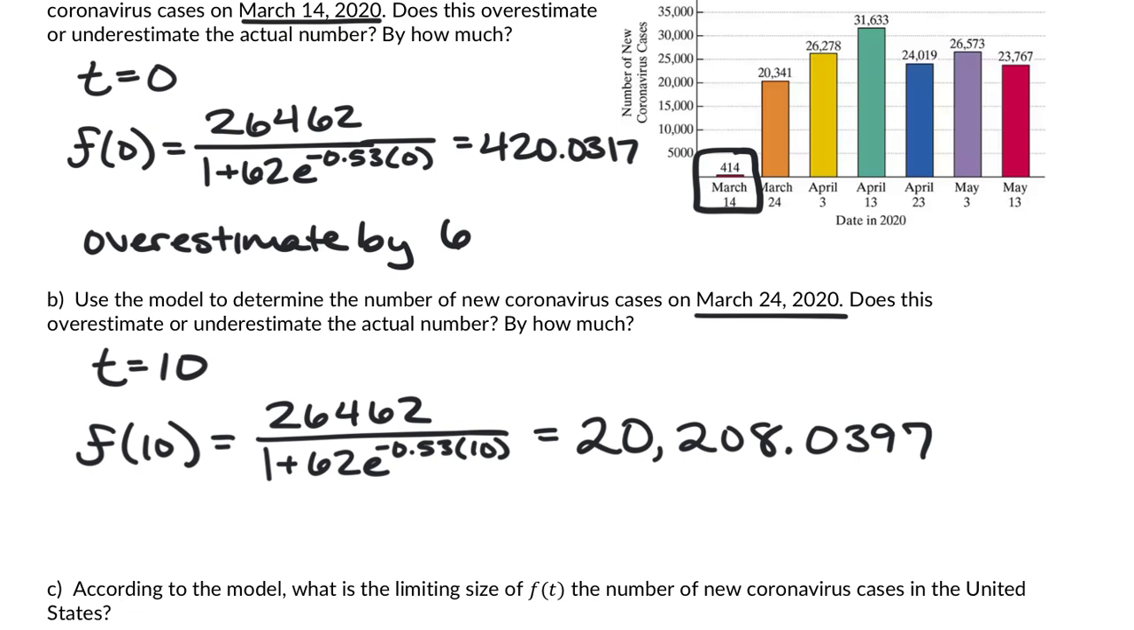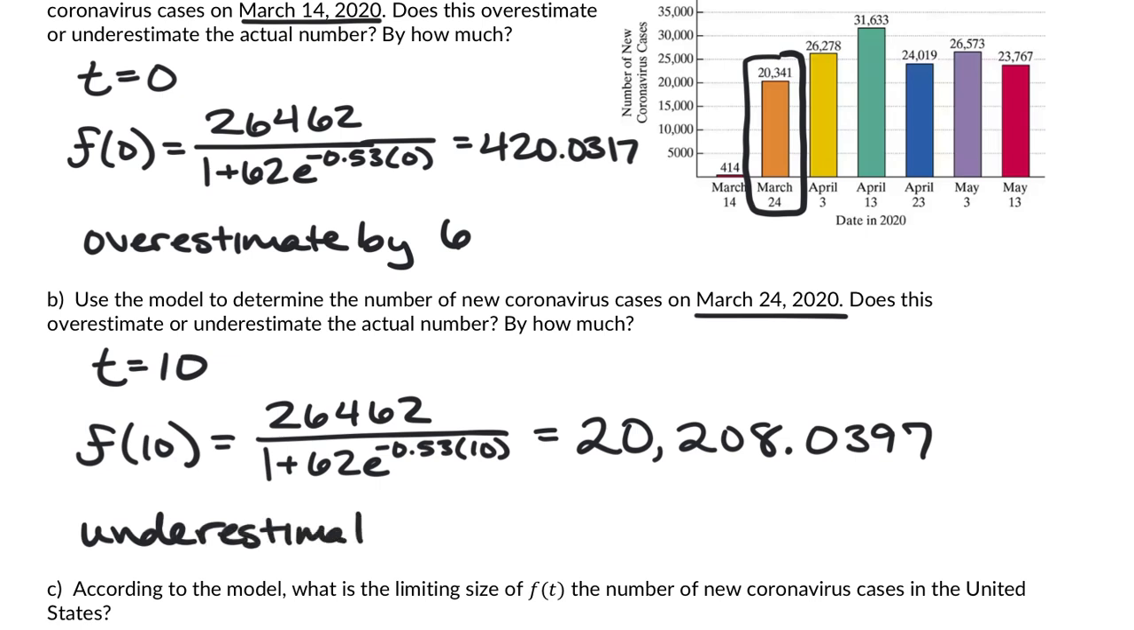20,208.0397. So if we look at the table again, this time we're looking at March 24th. Compared to March 24th, did we over or underestimate the number with our model? This time we underestimated by how many? 133 cases, yeah. Still not too bad, considering, again, we're looking at the entire population of the United States.